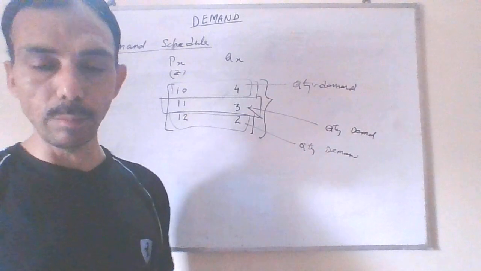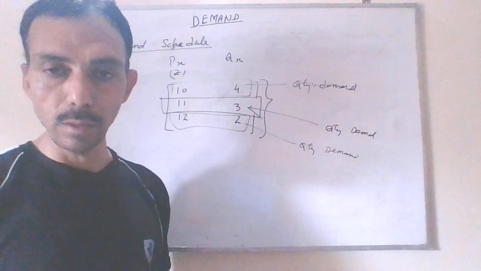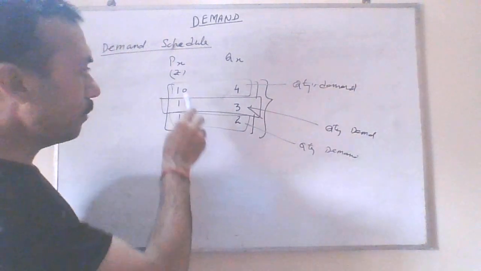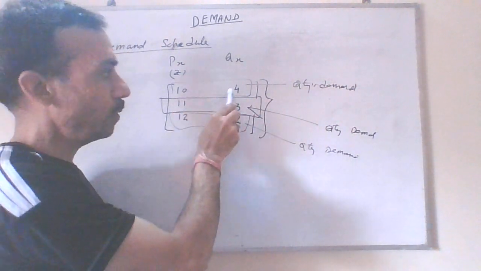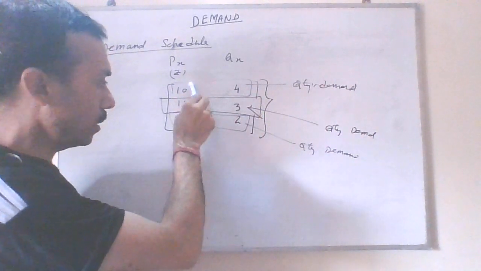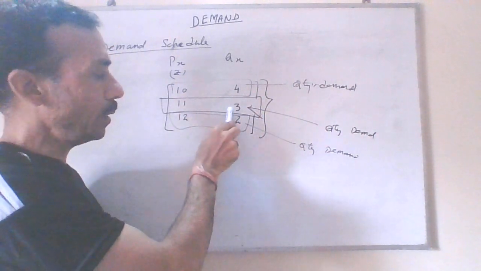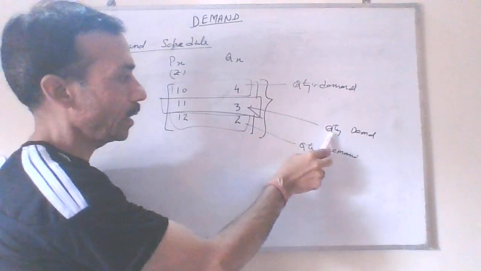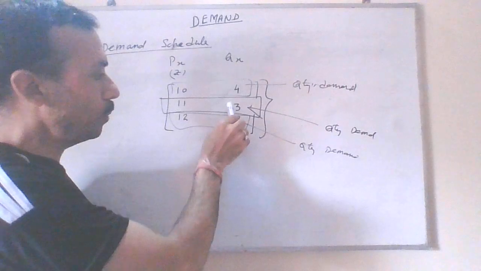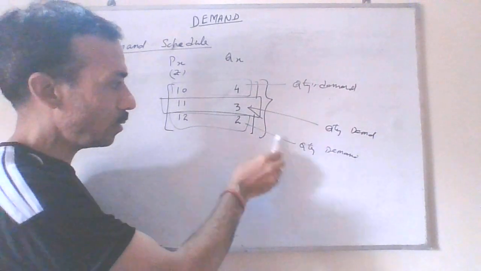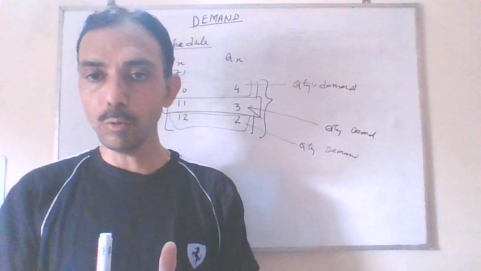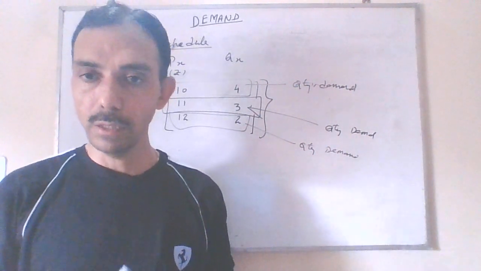Because a particular price exists at a particular point of time for any commodity. So when the price is 10, the consumer demands 4. This is a quantity demanded. And when the price rises from 10 to 11, the consumer demands 3. This is another quantity demanded. And when the price rises again, the consumer's demand is now 2 units. This is another quantity demanded. And when all the quantities demanded are clubbed together, that is known as demand.